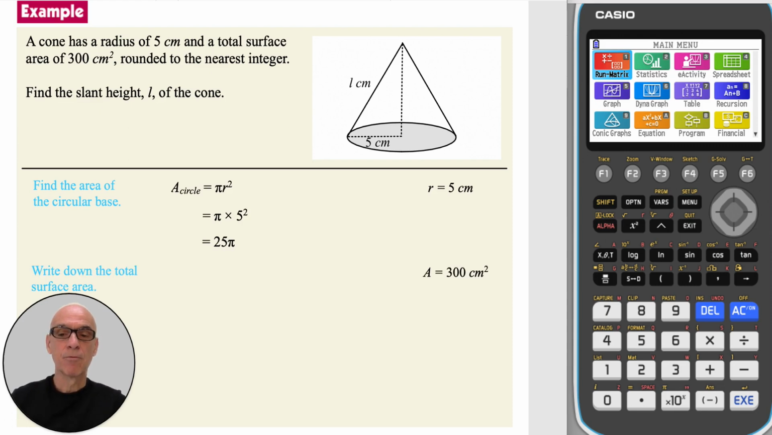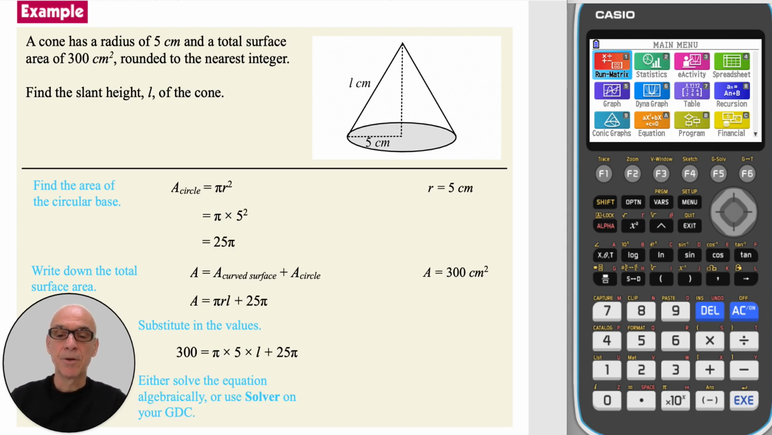Then write down the total surface area. That's the area of the curved surface and the area of the circular base, substituting in the values of A, surface area, and r, radius, to form an equation involving L. You can either solve the equation algebraically or use Solver on your calculator.